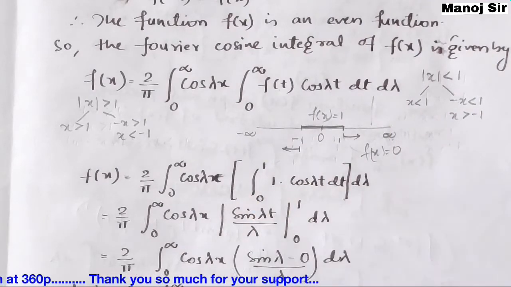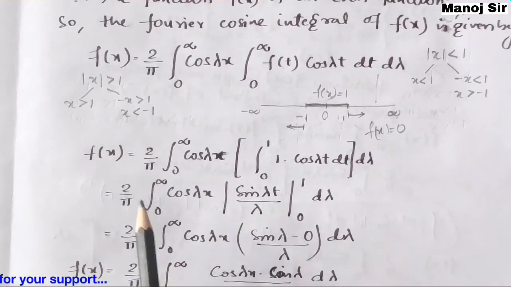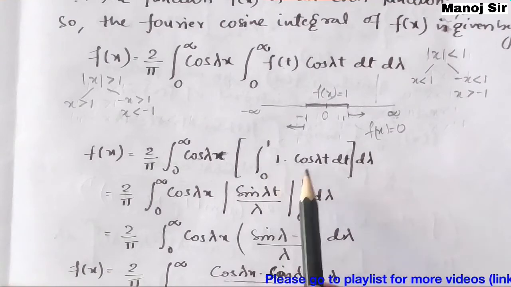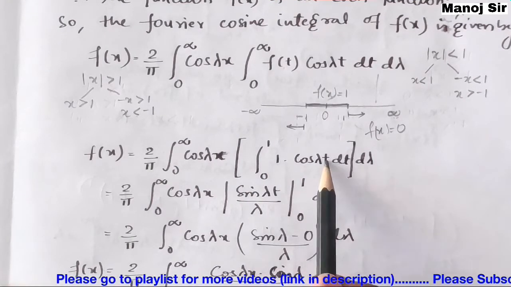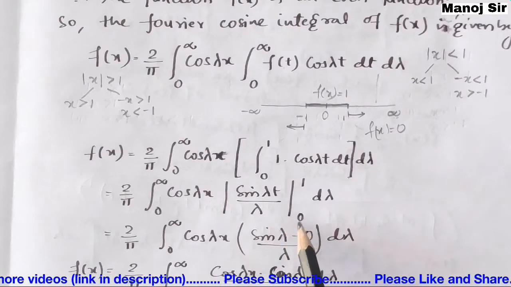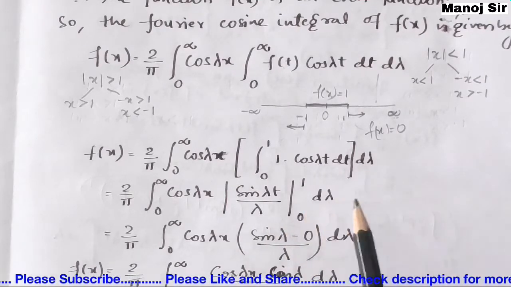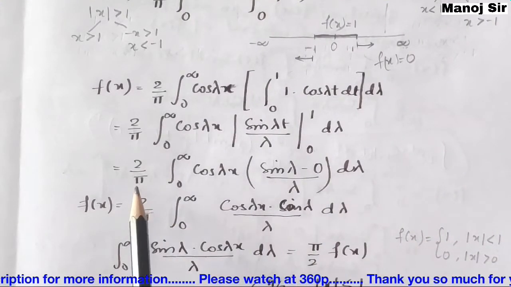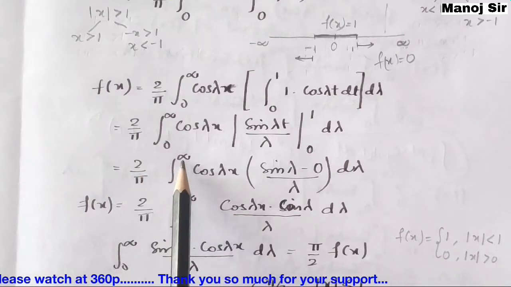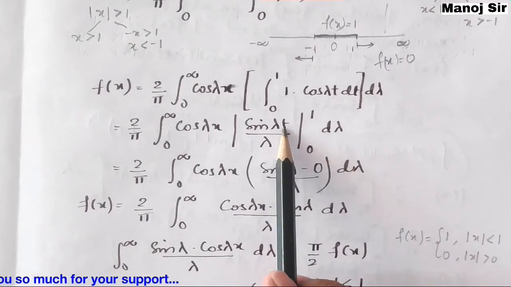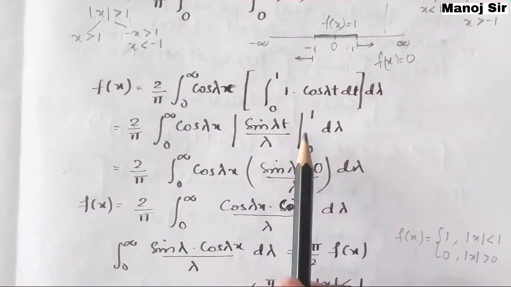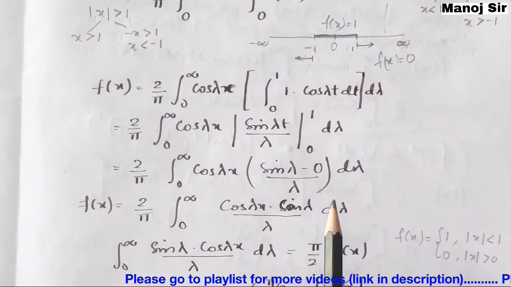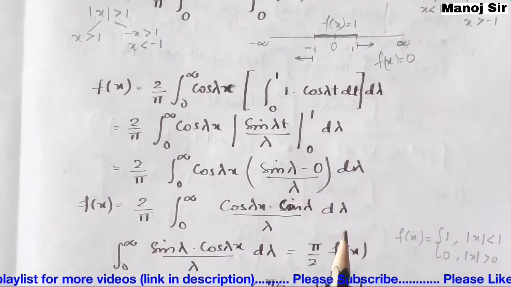And now we need to integrate this part, which is very easy, I believe. So 2 upon pi is as it is, integration 0 to infinity cos lambda x. Now integration of cos will become sine, so sine lambda t upon coefficient of t, that is lambda. Again the limit is from 0 to 1. Now here we have d lambda. Now simply solve this part, which is very easy. If you put the upper limit in place of t, this will become sine lambda. If you put the lower limit here, this will become sine 0, that is 0 upon lambda. So don't forget to write this d lambda here.